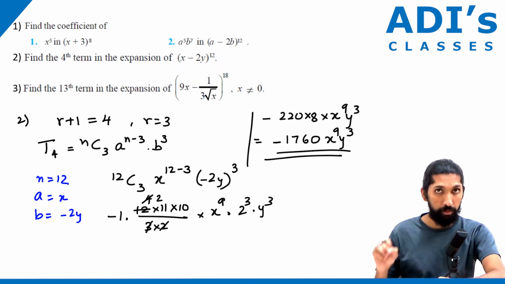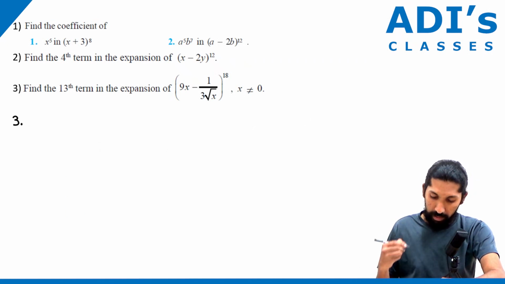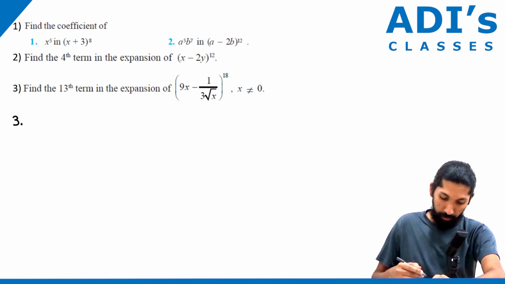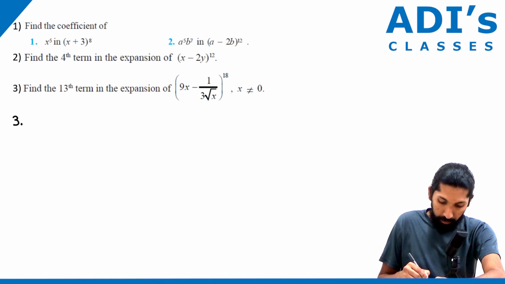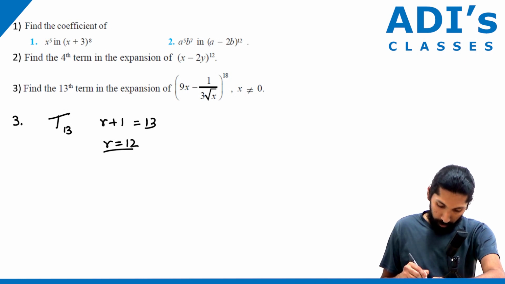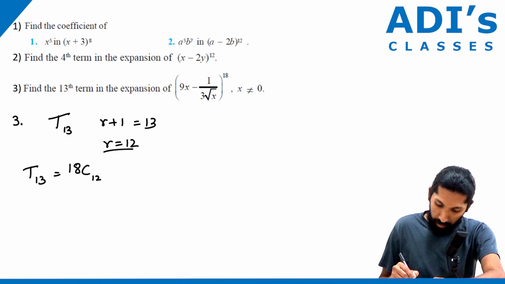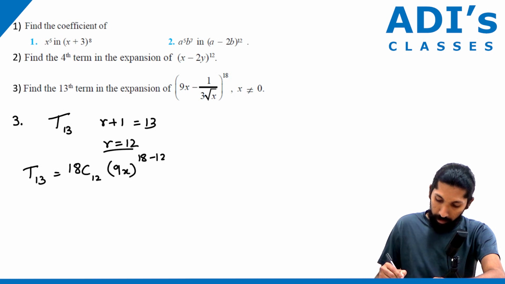The 13th term, the third question we will solve. See the third one. Find the 13th term in the expansion. Same thing, no change. Now we are looking at T13, correct? 13th term. So r plus 1 is equal to 13. r is equal to 12. Now let's substitute. So T13 is equal to 18C12, first case, into 9x whole to the power of 18 minus 12 into minus 1 by 3 root x whole to the power of 12.